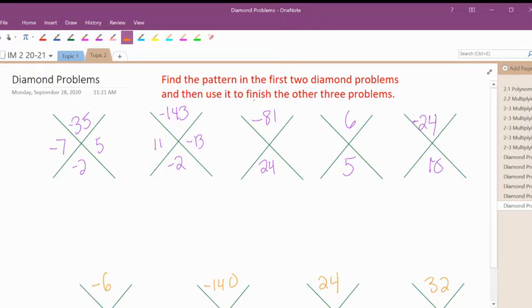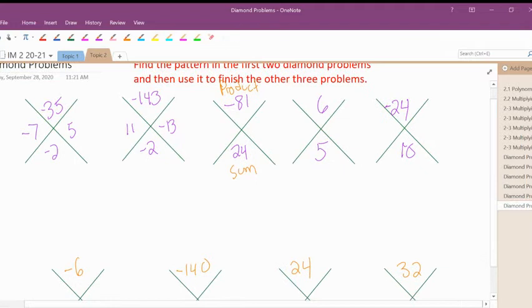Well, these are the products, and these are the sums. So we need to find two numbers that multiply to negative 81, but add up to 24. Since the product is negative, one number has to be positive and one negative, and the bigger number is positive. So we're not quite sure, so let's just start a table.